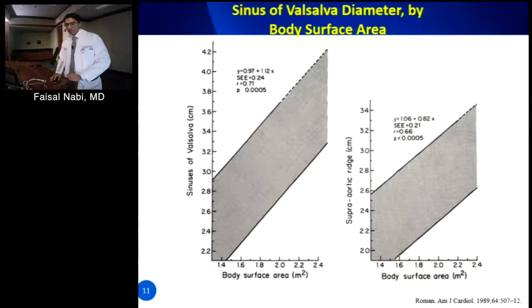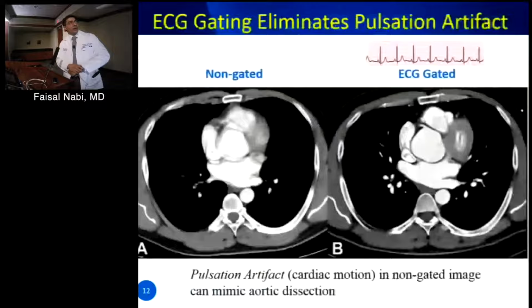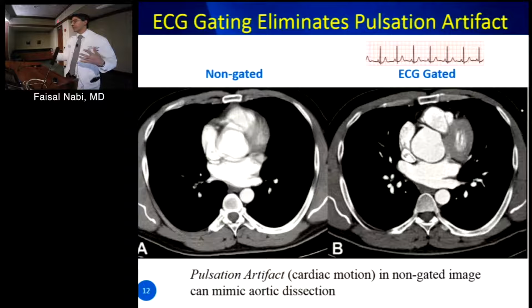When it comes to measuring the aorta, it's very, very important, especially for CT, not as much of an issue with MRI, that we gate the thoracic aorta in order to make accurate measurements. A great example is on the left side of the screen. If you don't gate, you get a lot of motion. This motion is called a pulsation artifact. It can be easily mistaken for an aortic dissection. You gate the images, you're able to clearly see the boundaries of your measurements.